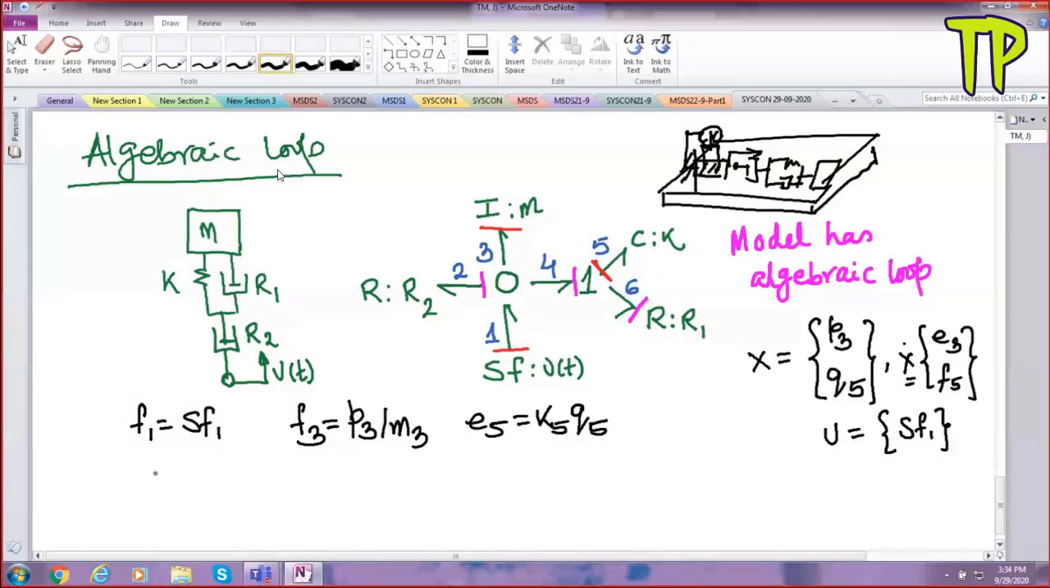So we have these things. Then as for causality, we will write the equations for the R elements. In bond number 2, we are providing flow to the R element and we are getting effort from the R element. So in bond number 2, our input is F2 and output is E2. Whereas in bond number 6, effort is provided to the R element and flow is output.